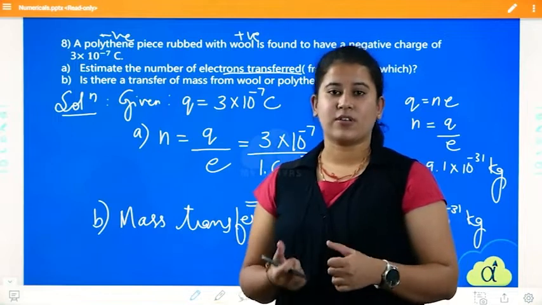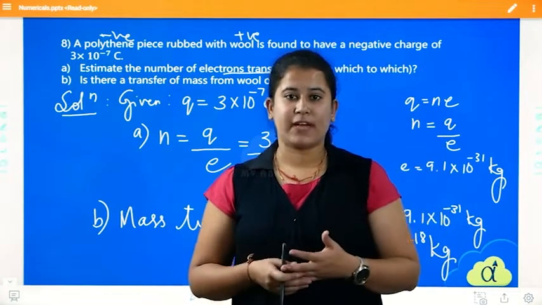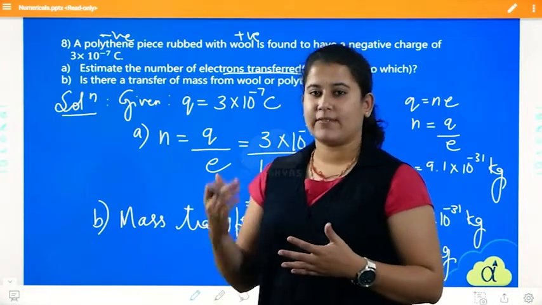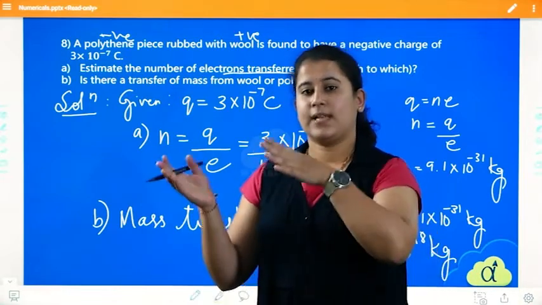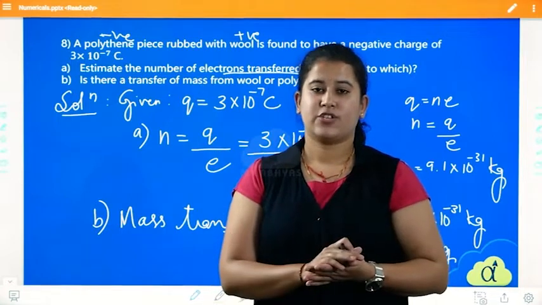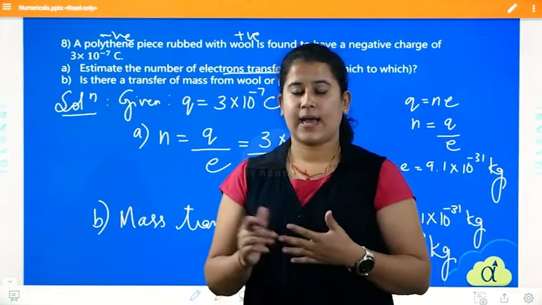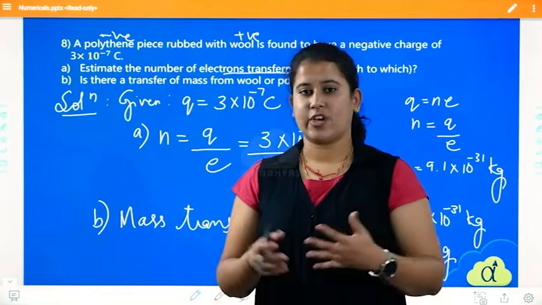Clear? So this is a process where you have learned the charging by friction method. Whenever two things are rubbed against each other, because of friction, the electrons get shifted to the other particle, and that is nothing but what we call charging by friction.